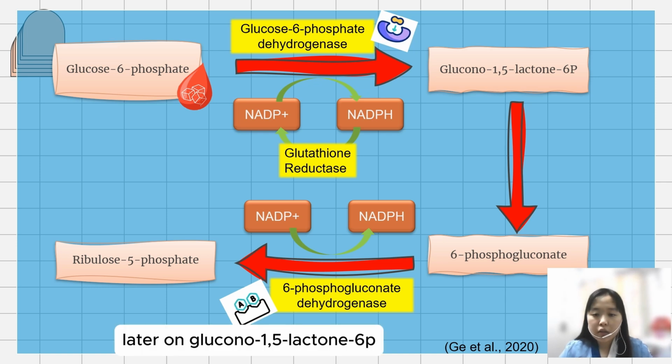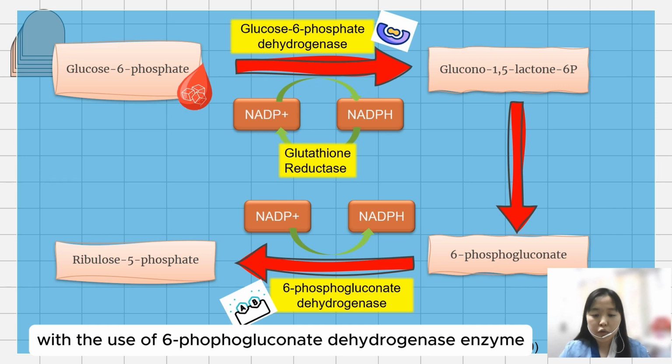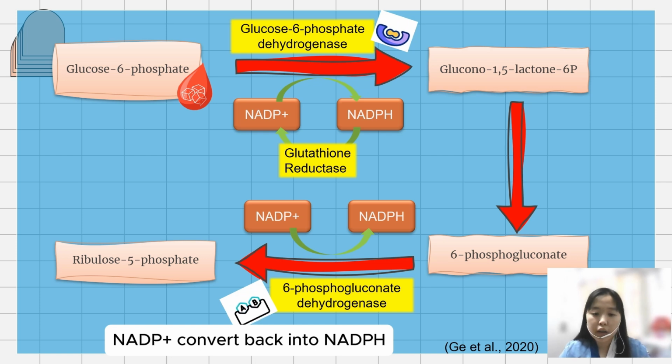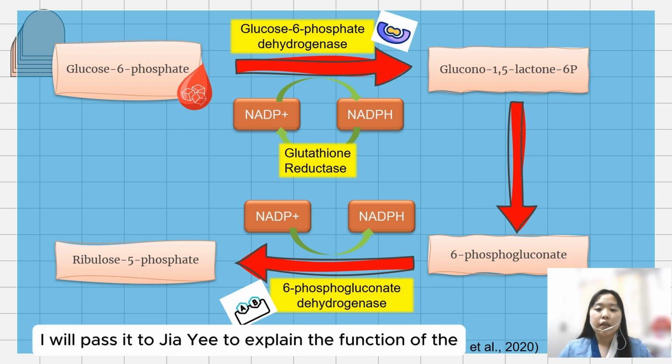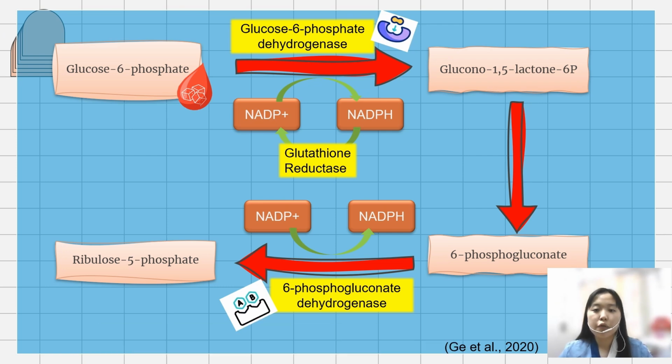Later on, 6-phosphogluconolactone is converted into 6-phosphogluconate, with the end product ribulose 5-phosphate. With the use of 6-phosphogluconate dehydrogenase enzyme, NADP+ converts back into NADPH. I will pass it to Jiayi to explain the function of the pathway and the molecules involved.